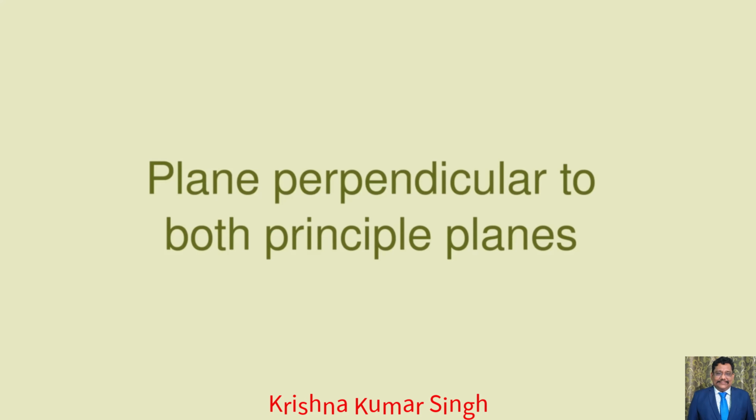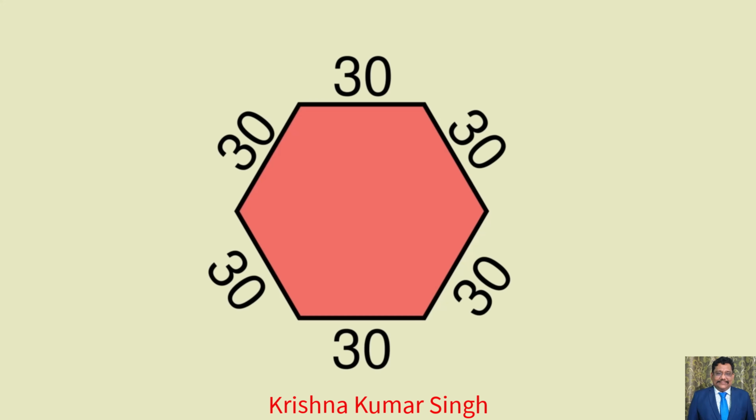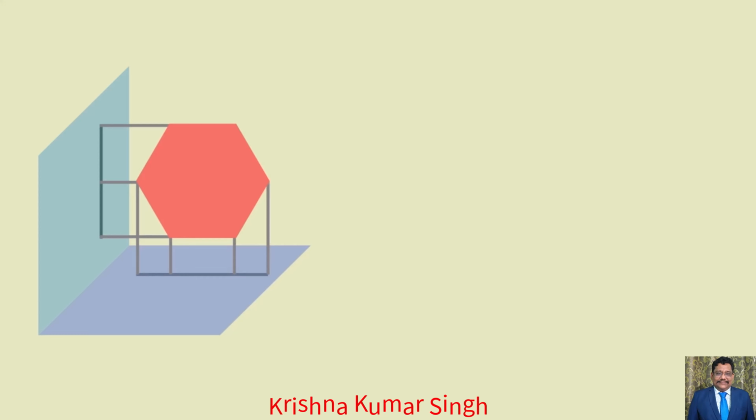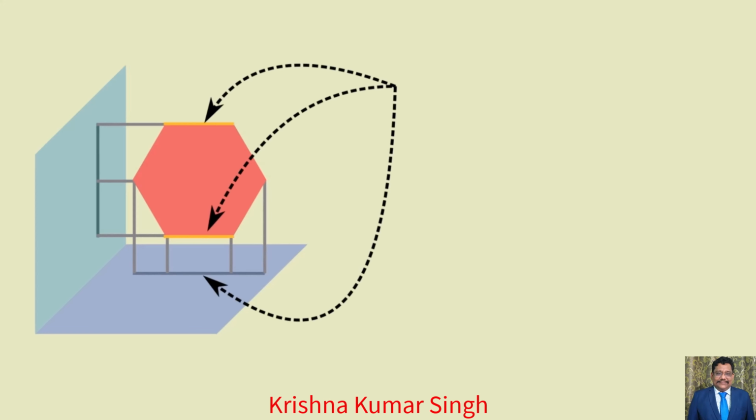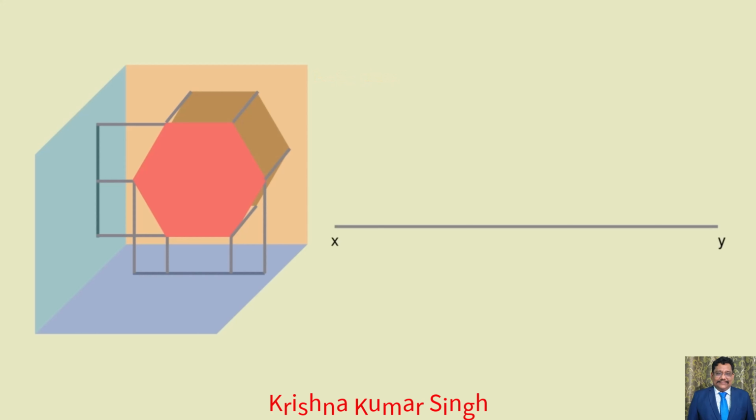Surface of the plane is perpendicular to both principal planes. Here I am considering a hexagonal plane for the problem. A regular hexagon plate of side 30 mm has its surface perpendicular to both HP and VP. Draw its projections when two sides are parallel to HP. Here our assumption of a plane should be parallel to the profile plane. And first we should draw a side view because it gives the true shape of the plane. Let us draw an xy line, say 100 mm.